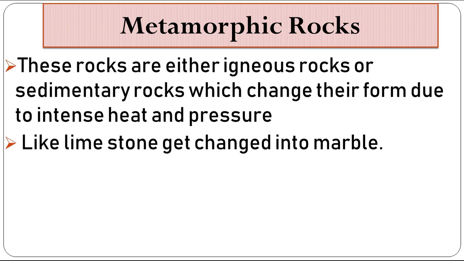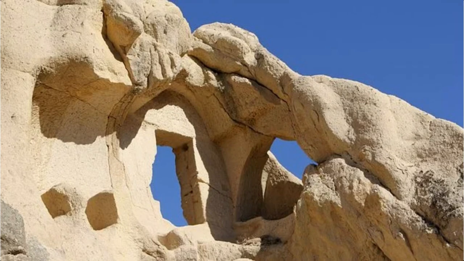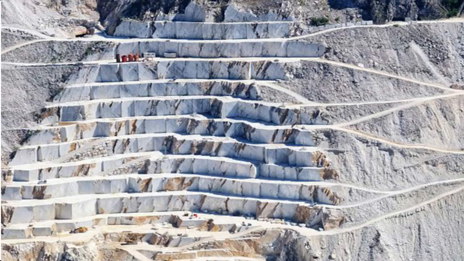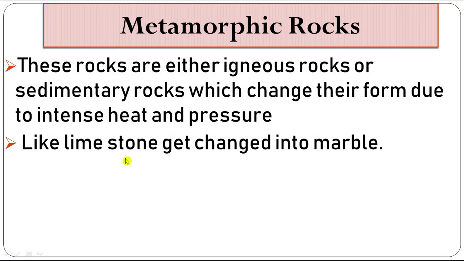For example, limestone gets changed into marble. Limestone is basically a sedimentary rock, but when this sedimentary rock goes deep inside the earth where there is very much heat and pressure, the properties of limestone get changed and it gets converted into marble, which we use in our homes.